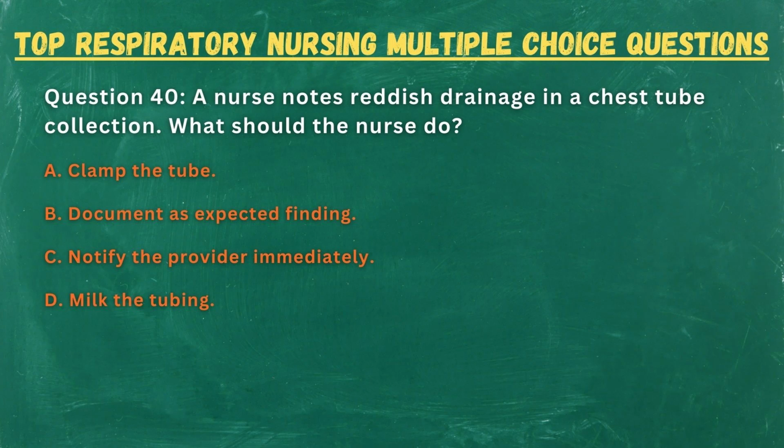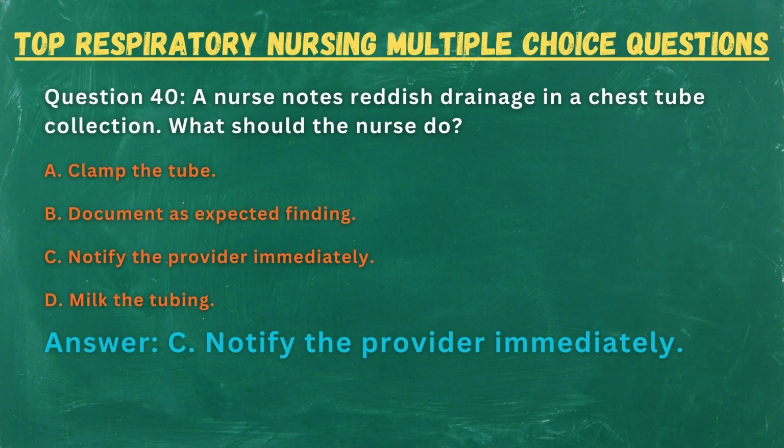Question 40. A nurse notes reddish drainage in a chest tube collection. What should the nurse do? A. Clamp the tube. B. Document as expected finding. C. Notify the provider immediately. D. Milk the tubing. Answer C. Notify the provider immediately.